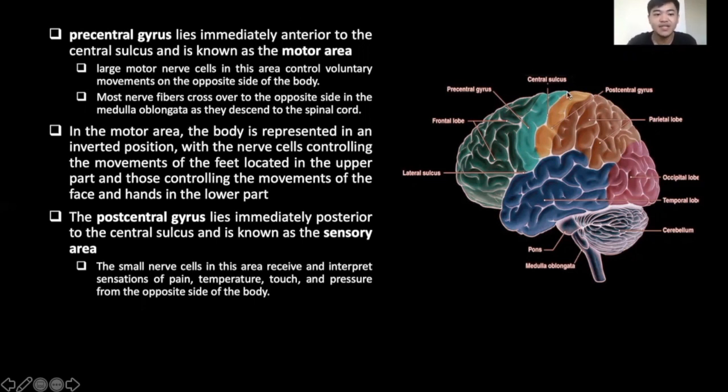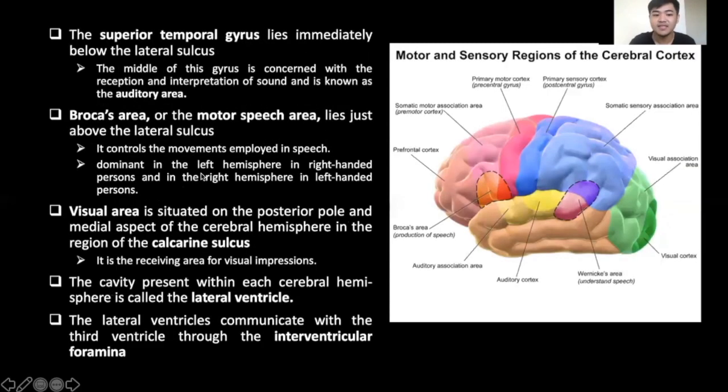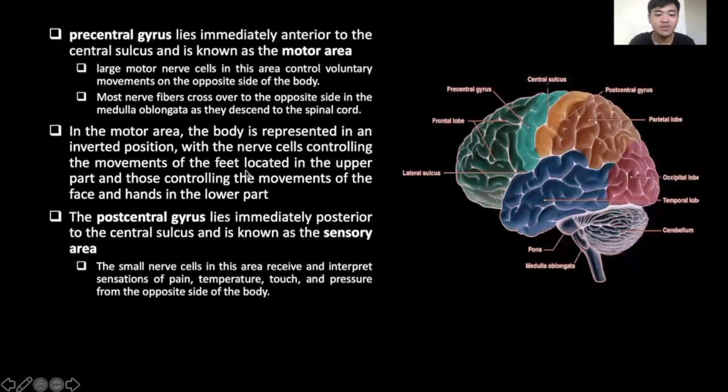Immediately anterior to the central sulcus is our motor area. Large motor nerve cells in this area control voluntary movements in the opposite side of the body. Most nerve fibers cross over to the opposite side in the medulla oblongata as they descend to the spinal cord. In the motor area, the body is represented in an inverted position, with the nerve cells controlling the movements of the feet located in the upper part and those controlling the movements of the face and hands in the lower part.